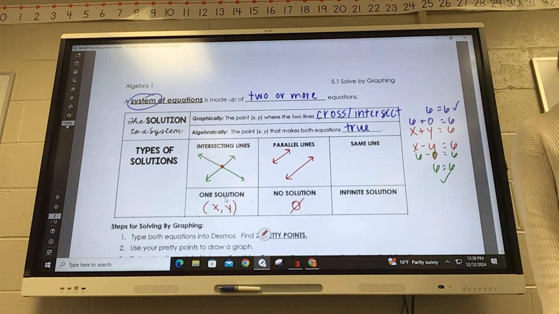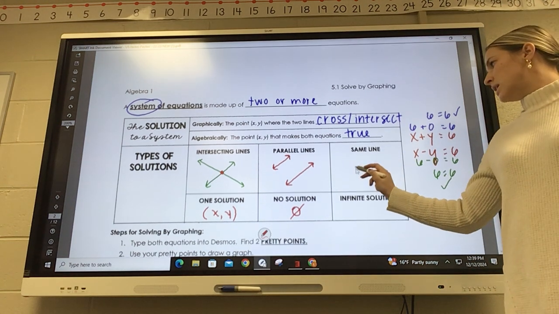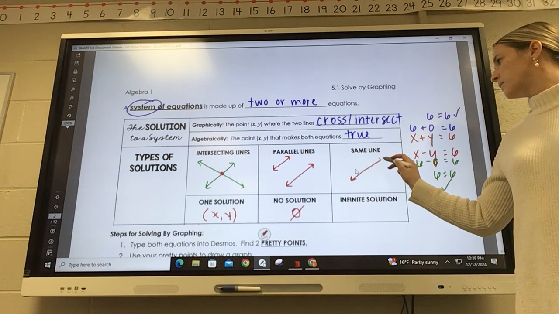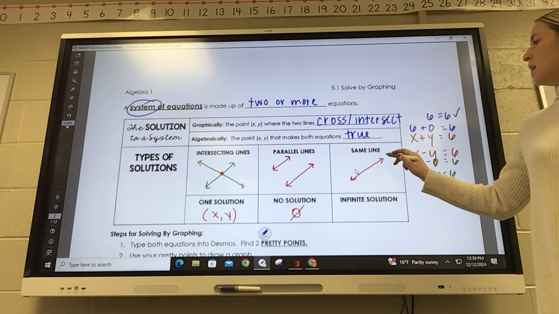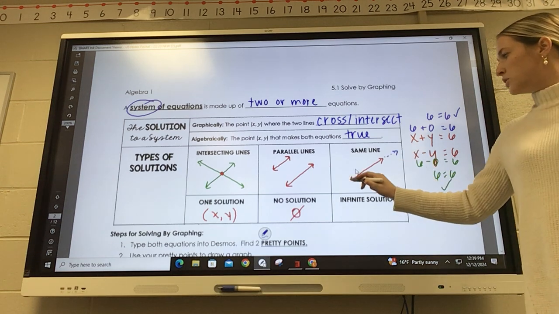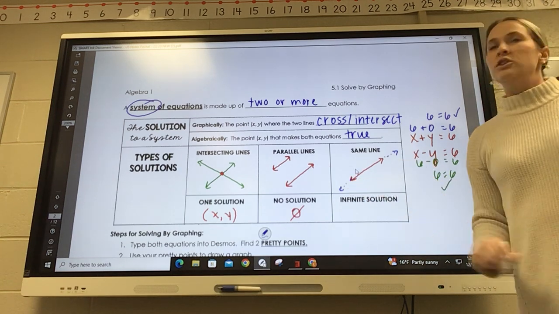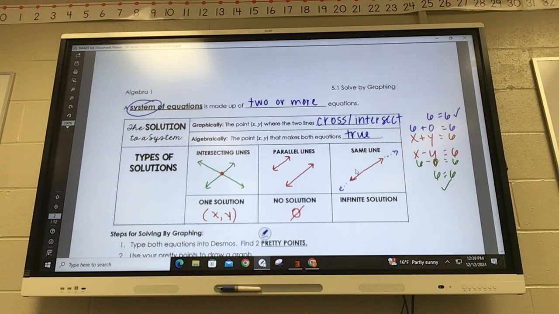What if you have two lines, but they're the exact same? So you graph one on Desmos, it looks like this. You graph the second on Desmos, and it plops right over top. I like to show this by just kind of doing a little dotted line, showing that there's 2 lines right on top of each other.